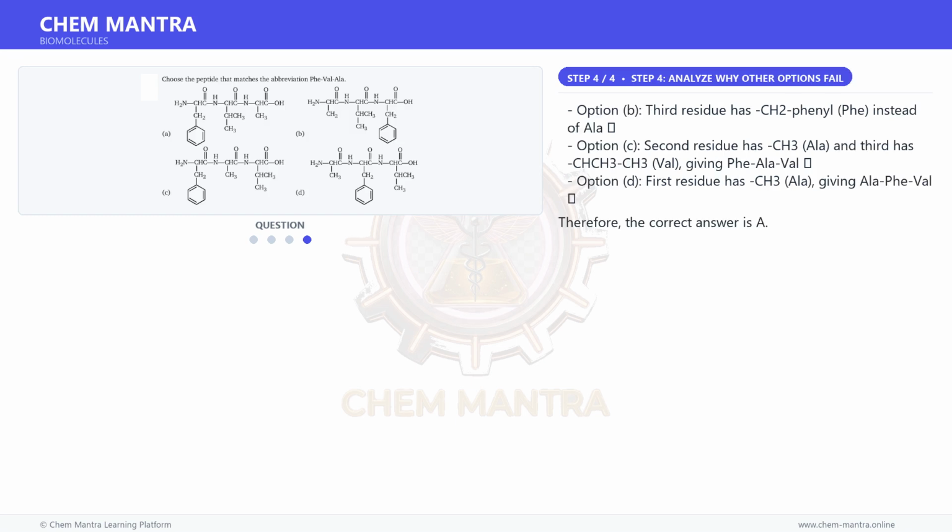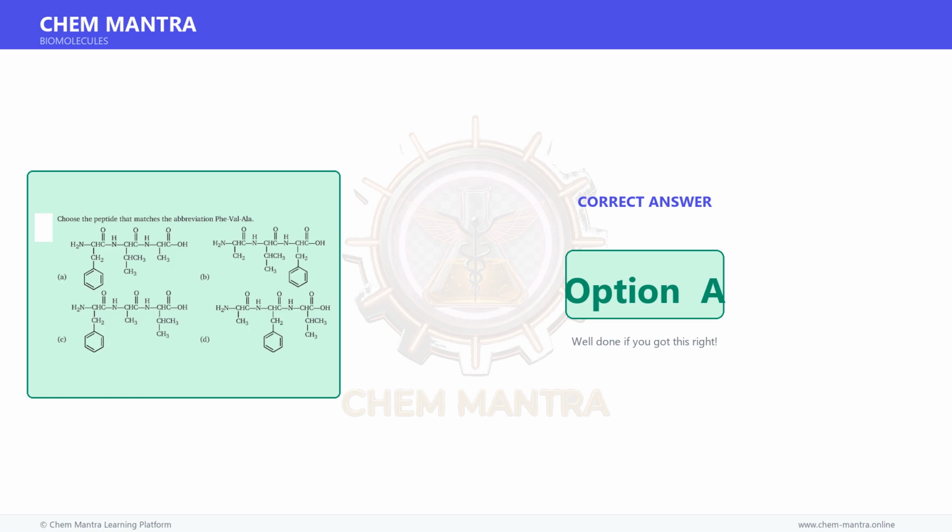Option B. Third residue has CH2-phenyl Phe instead of Ala. Option C. Second residue has CH3 Ala and third has CH3 Val, giving phenylalanine. Option D. First residue has CH3 Ala, giving alaphenyl. Therefore, the correct answer is option A.